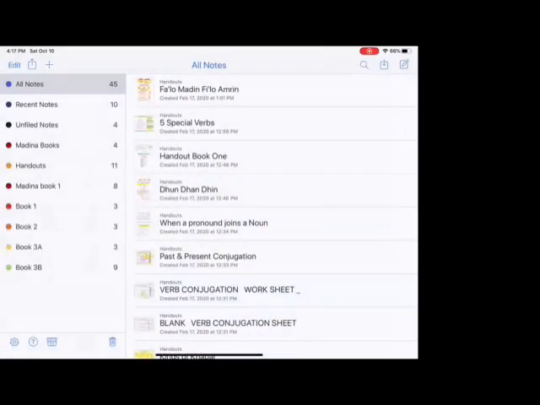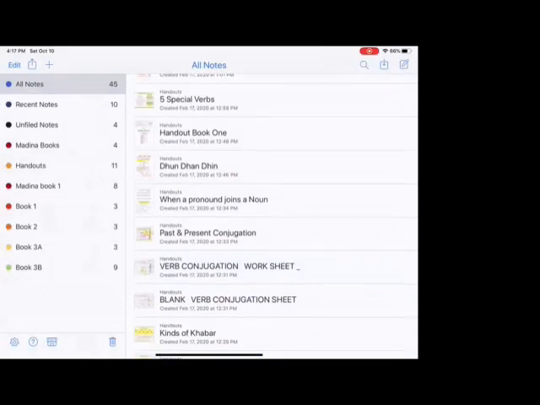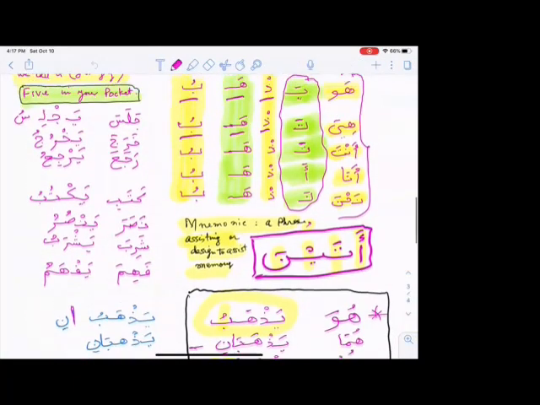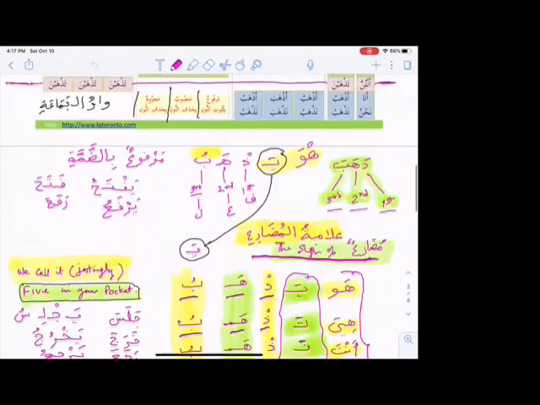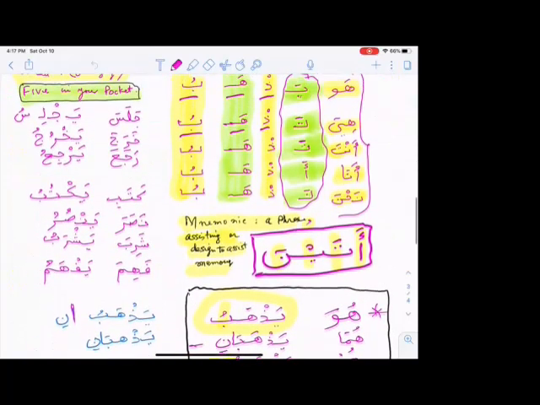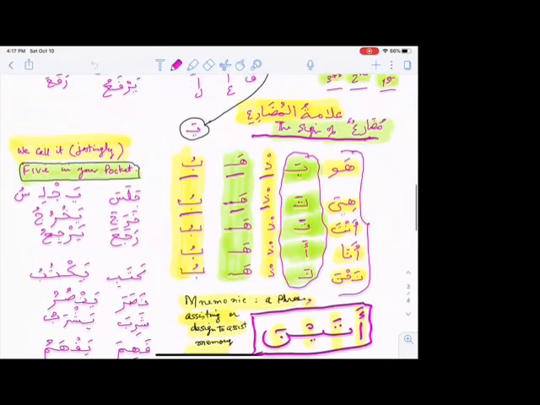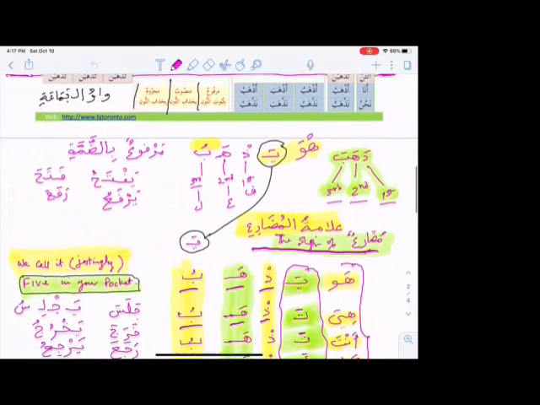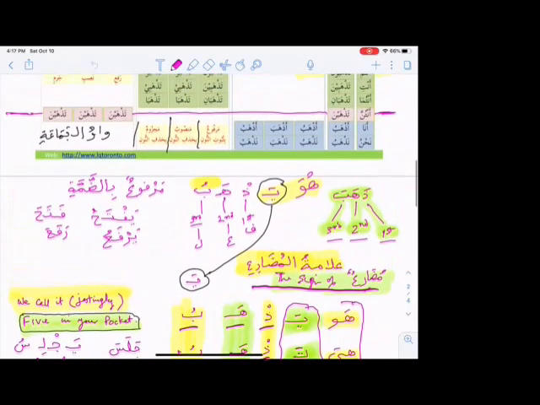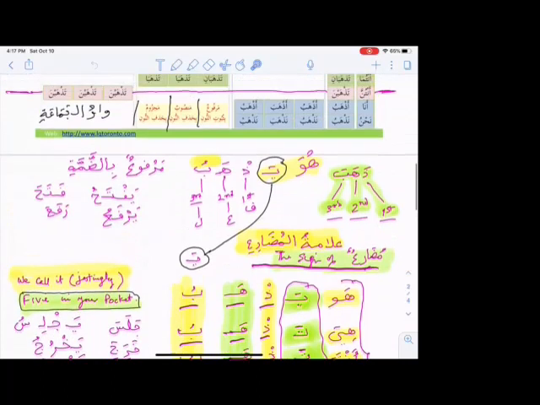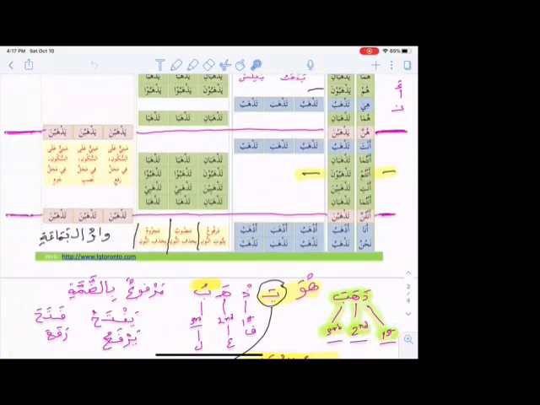Now we come to the ismas, my brother. I want to tell you about Mudaria, my brothers and sisters. So see, you have here zahaba, Madi. Zahaba is Madi. How do you make it into Mudaria?